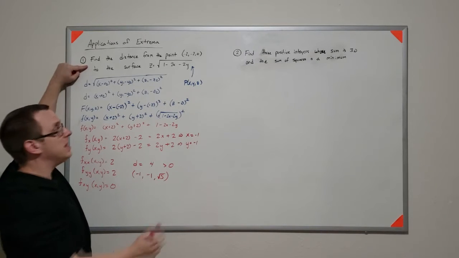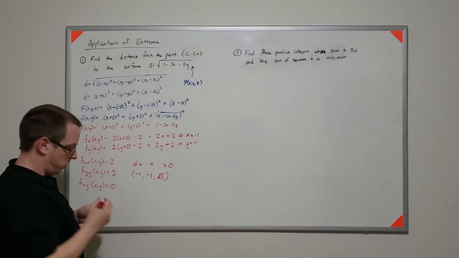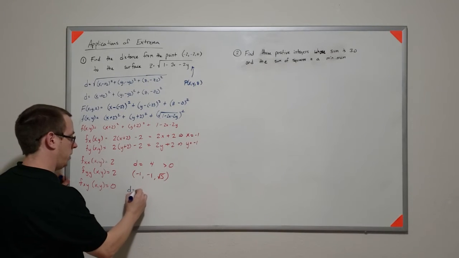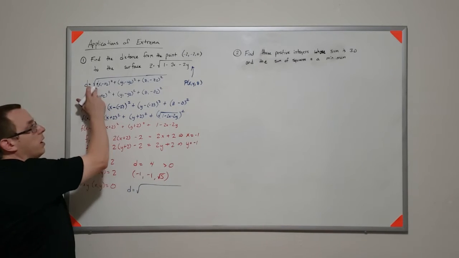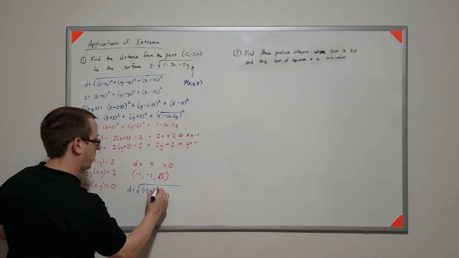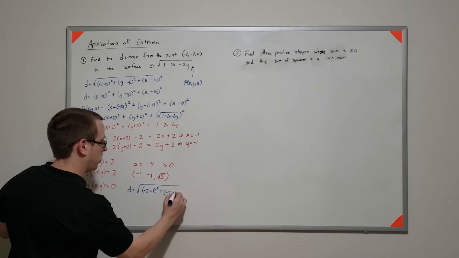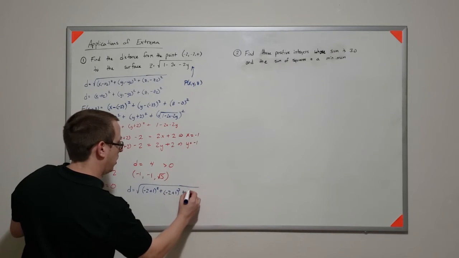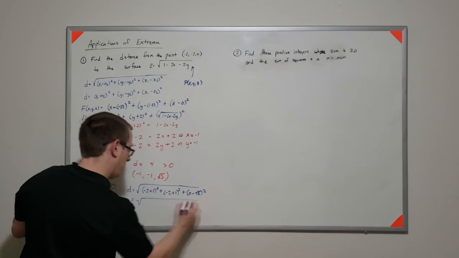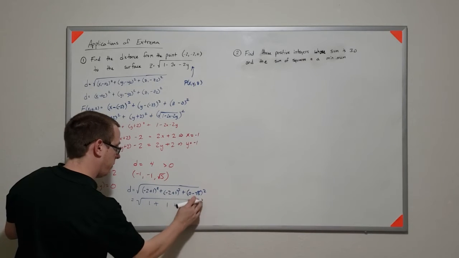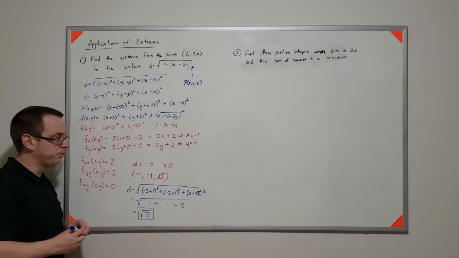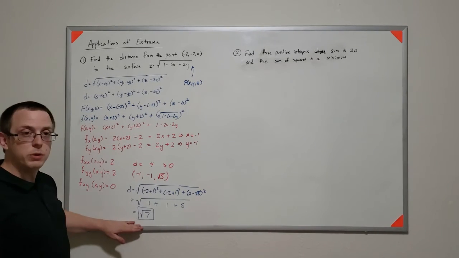But we need to find the distance from this to here. So then we've got to keep going. Our distance then is, right, we've got to go all the way back to this function. We've got to say (-2 plus 1) squared plus (-2 plus 1) squared plus (0 minus the square root of 5) squared. 1 plus 1 plus 5, square root of 7.